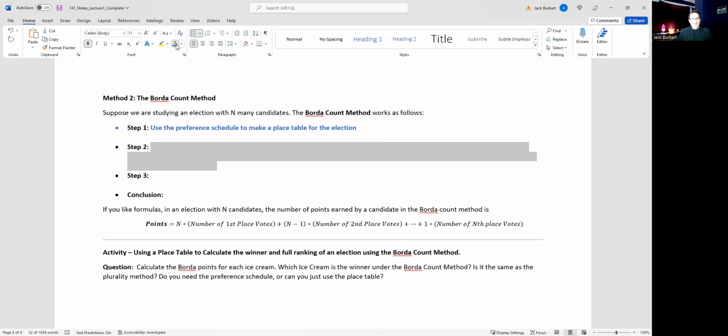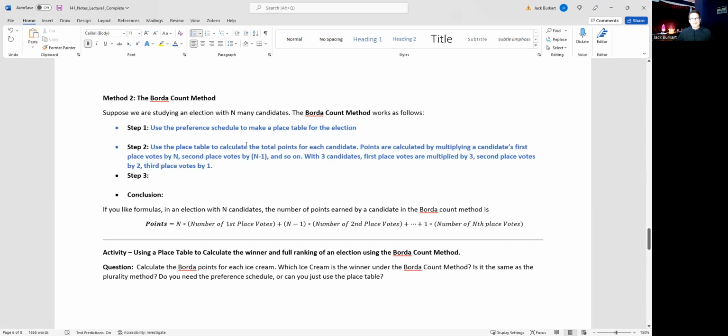The next step in a Borda count election is a little bit confusing, so let's talk about it slowly. We'll use the place table to calculate the total Borda count points for each candidate. Points are calculated by multiplying a candidate's first place votes by the number n. We multiply the number of second place votes by n minus 1, and we keep on going. So with 3 candidates, for example, we'd multiply each candidate's first place votes by 3, second place votes by 2, and third place votes by 1. If we had 4 candidates, we'd multiply the first place votes by 4, the second place votes by 3, the third place votes by 2, and the last place votes by 1.